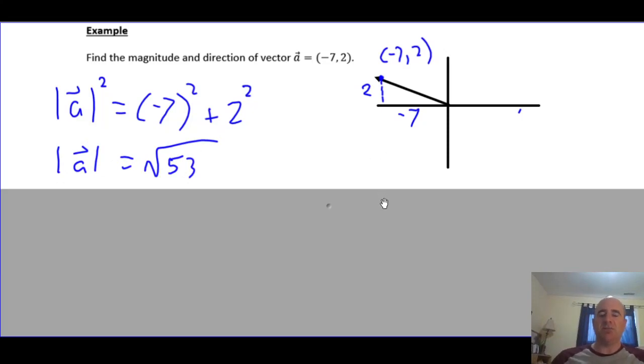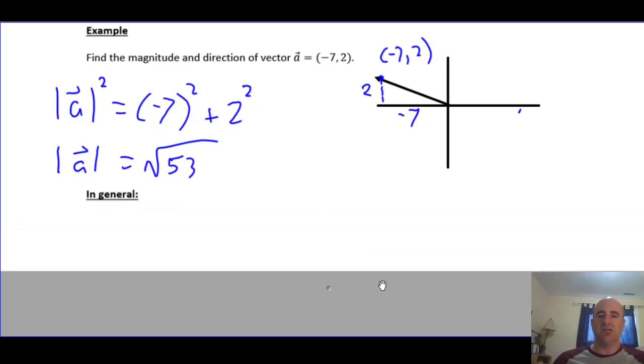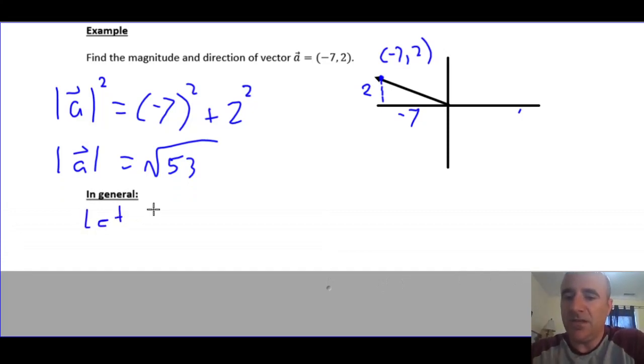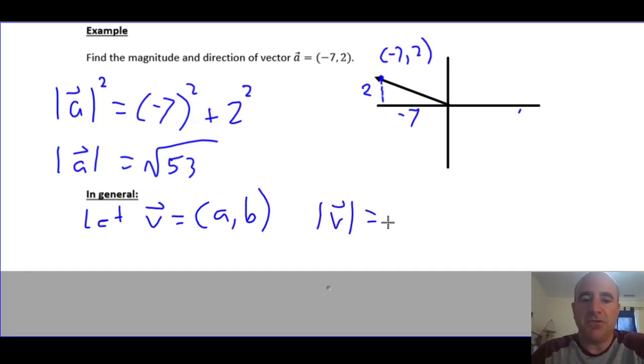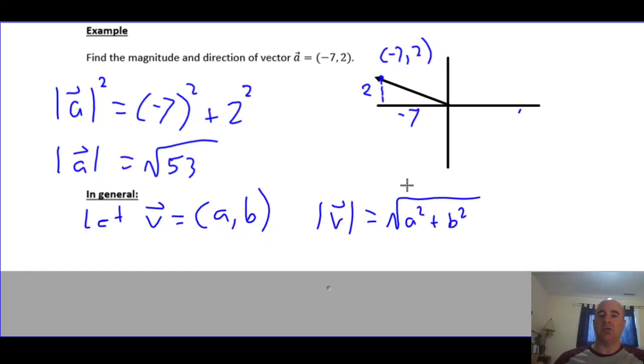Now, as we're doing that, let's move on to the general case. For any vector, let's say V, let V equal vector AB, algebraic vector. The magnitude of V will always be equal to the square root of A squared plus B squared, just from Pythagorean theorem. So there we go.